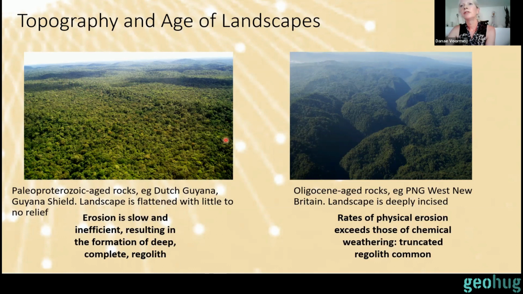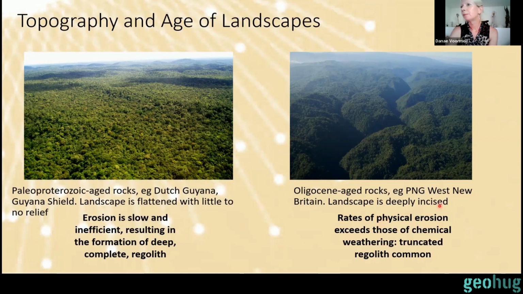But overall, it's very low, and erosion then is slow and inefficient, and you get that really deep regolith. And complete. So wherever you go, you will mostly see the intact regolith profile.